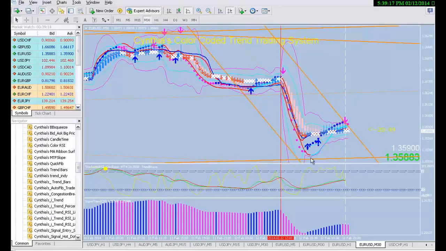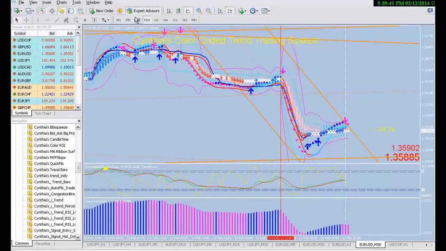You would have gotten out down here, and now look, we're looking at a short signal, but we have the white X's and the trend slope is still blue, so we're waiting. Down here the super trend has turned pink. You have the hot dots, so the only thing we're waiting for now is the white X's to go away and for the trend slope to turn red.